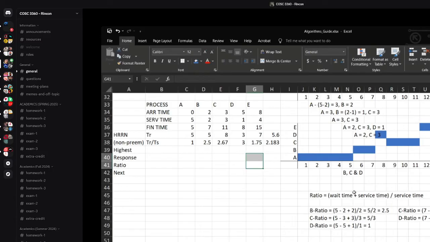Okay. All right. Any questions about this part before I go to round robin?